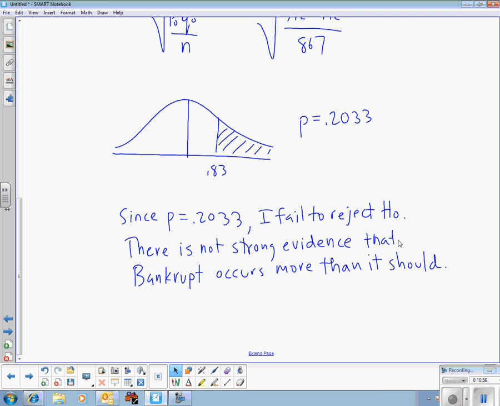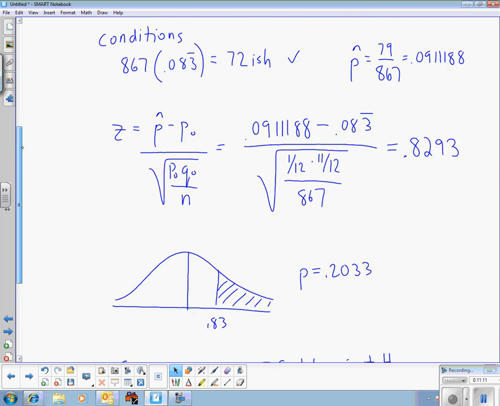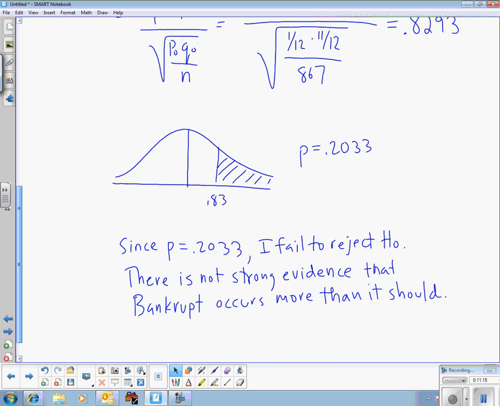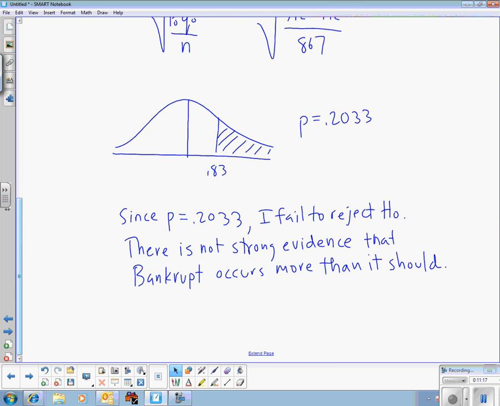Okay, so something like that for your wording. The most important part is finding P and knowing what it means. That 20% means that if, in fact, it happened 1/12 of the times, like it's supposed to, the probability that I would get 79 out of 867 is 20%, which is not a rare occurrence. So I'm going to get out my calculator and do this in the calc real quick and show you that, and then we'll be done.